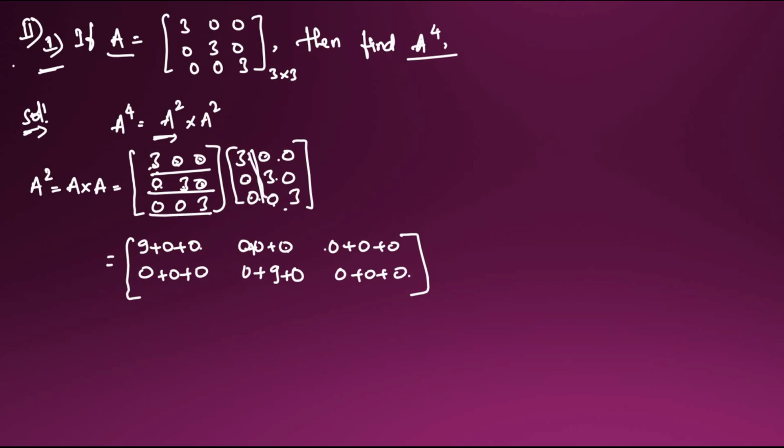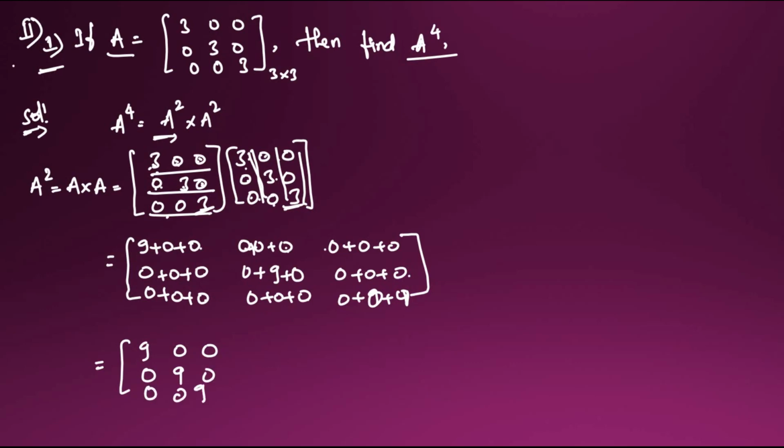So again with this, the last row we have to do here. So 0 into 3 plus 0 plus 0, again 0 plus 0 plus 0, and here 0 plus 0 plus 9. This 3 into 3 is 9 in the last term. So the total value will become [9 0 0; 0 9 0; 0 0 9].